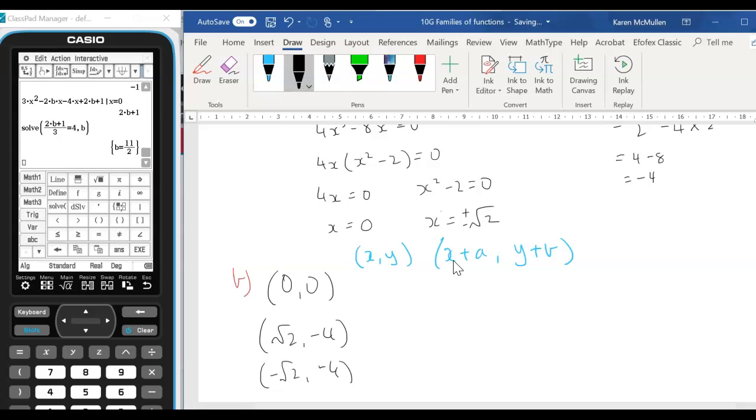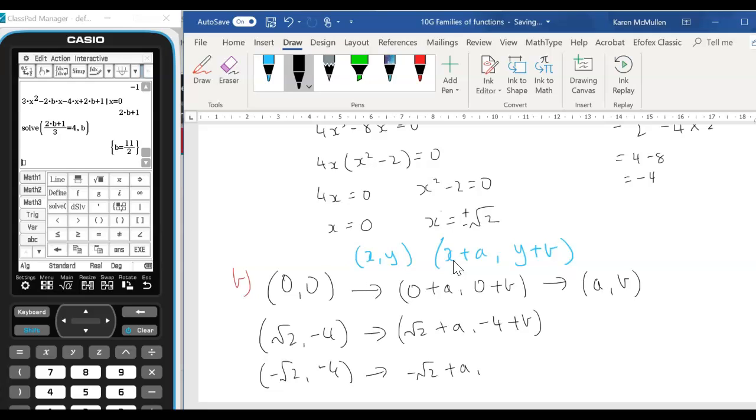So for this point here, it's going to become 0 plus a, 0 plus b, which is just going to become (a, b). All right, for this next point, we're going to have root 2 plus a, negative 4 plus b. And then for this one here, we're going to have negative root 2 plus a and negative 4 plus b. So they're the transformations of the points.